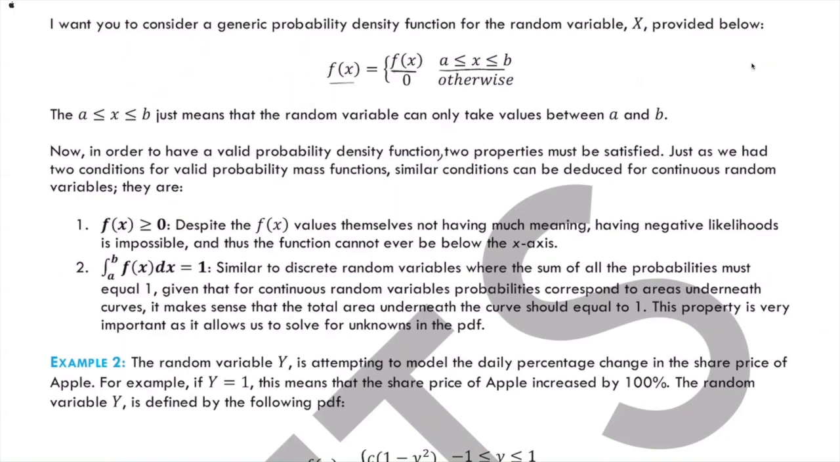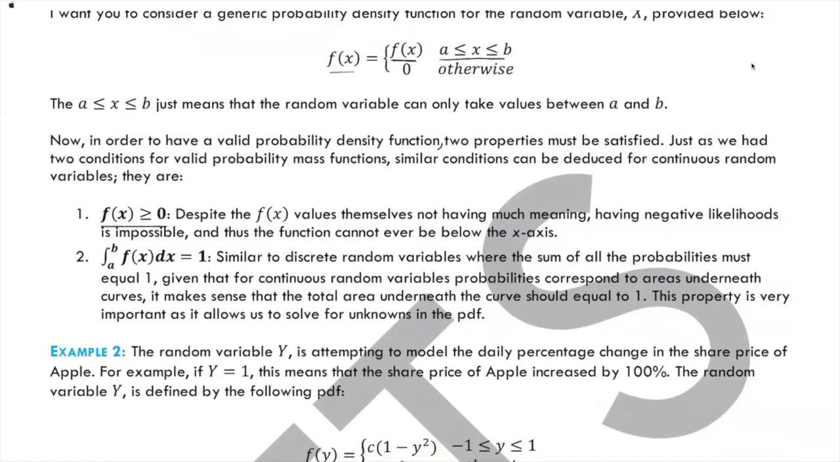So f of x has to be greater than or equal to 0. Despite the f of x values themselves not having much meaning, negative likelihoods, which is what f of x really tells you, are impossible. And thus the function could never be below the x-axis. That's the first condition.